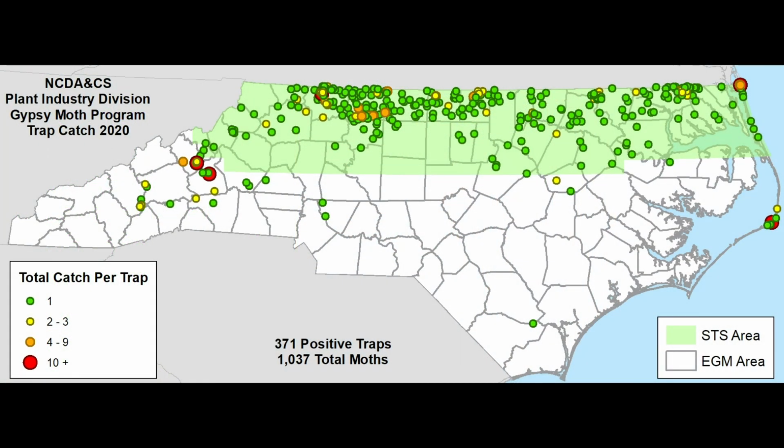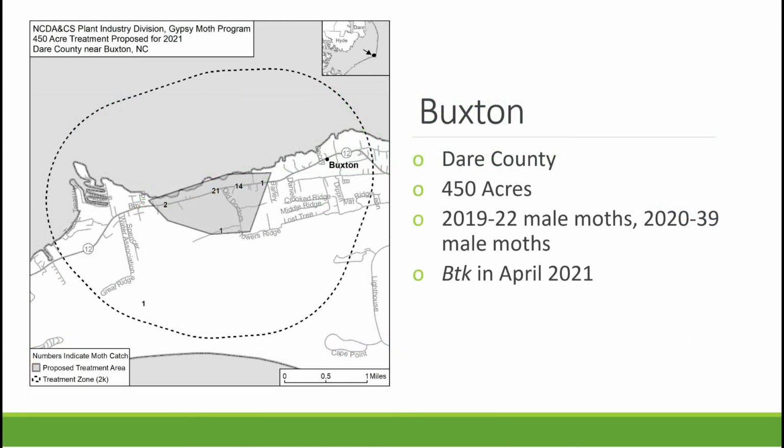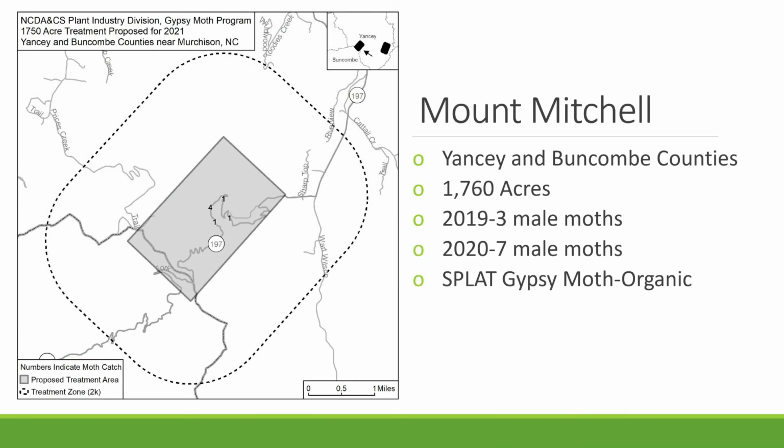The state of North Carolina currently has 5 gypsy moth treatments planned for 2021. The proposed treatment blocks could change at any time due to changes in budget. At this time, we have one 450-acre BTK treatment planned in Dare County, as well as 4 mating disruption treatments totaling 7,645 acres over Yancey, Buncombe, McDowell, and Surry counties.